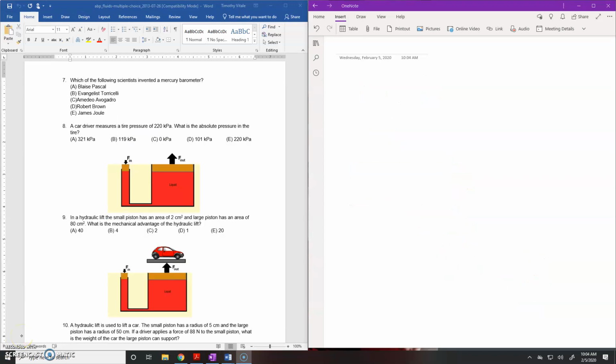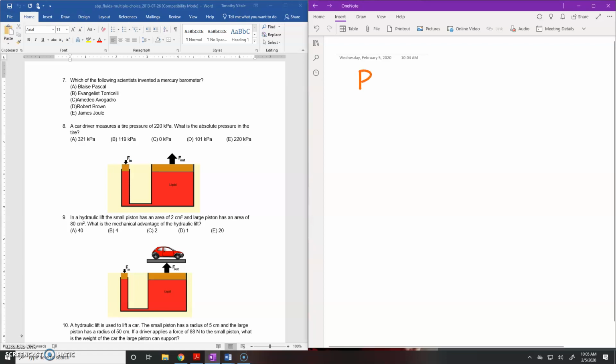Number 7 is not going to be on the quiz, but the scientist that invented the mercury barometer, I believe that was Torricelli or Tortellini, however you want to remember it. Number 8, a car driver measures tire pressure to be 220 kilopascals. What is the absolute pressure?